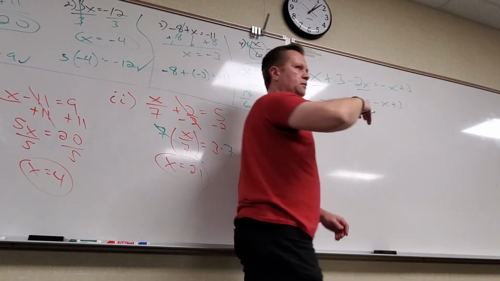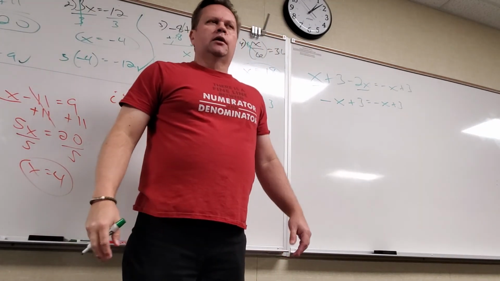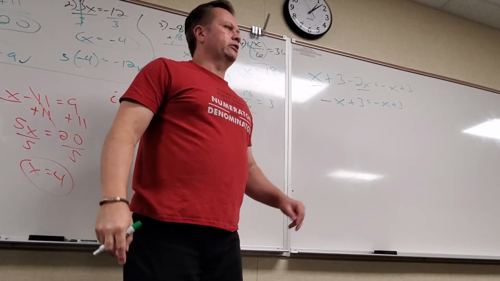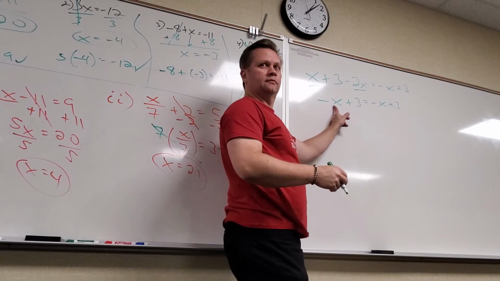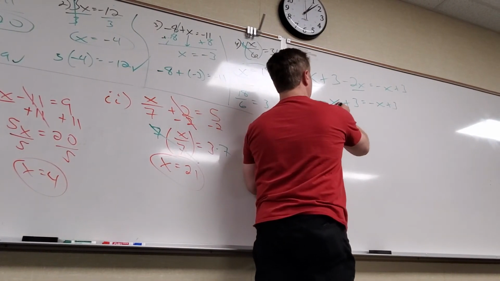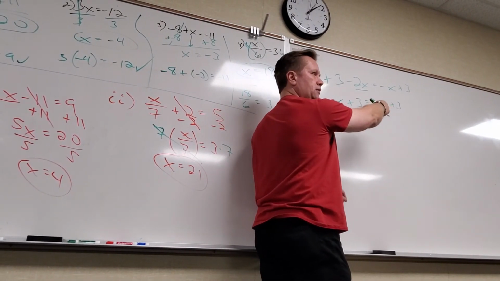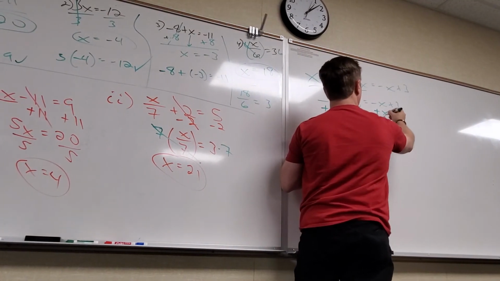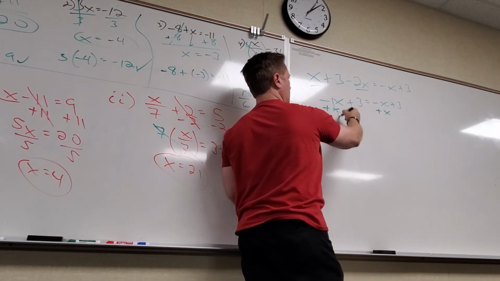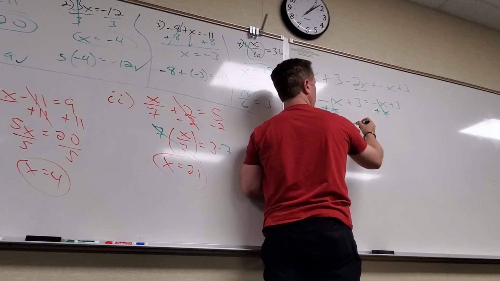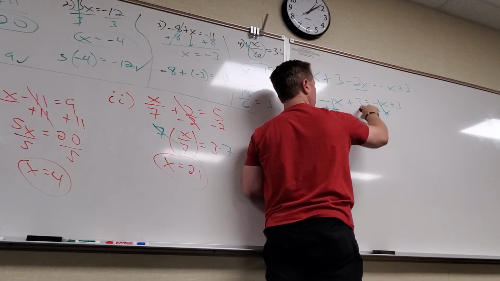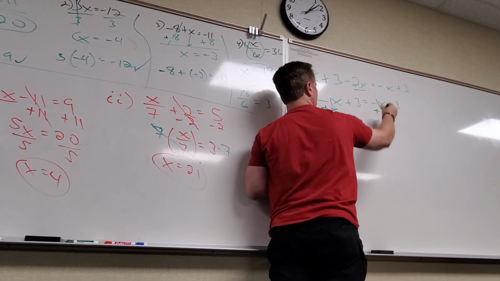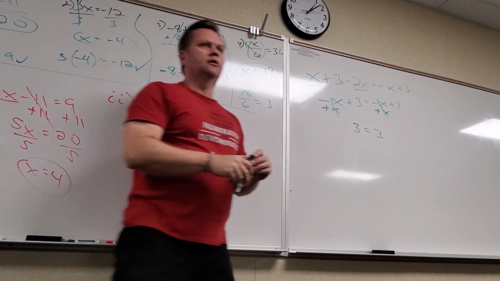Maybe you already noticed something's weird here. How do I get my x's together? How do I make these cancel? Add x, because I want to get my x's on one side. But what's going to happen? What do you get? Zero equals zero? No. Three equals three.